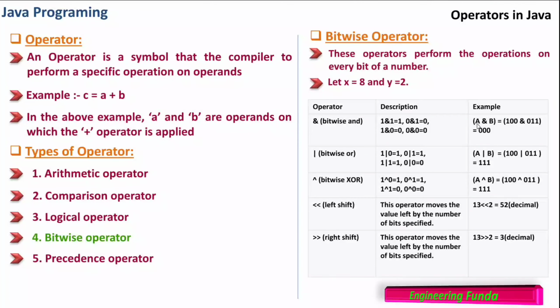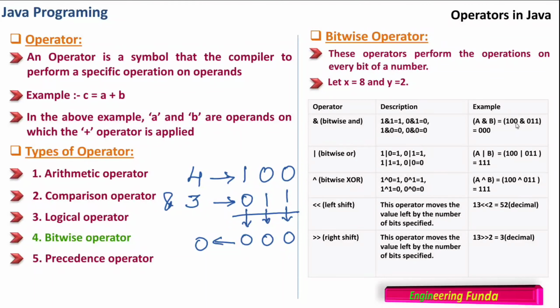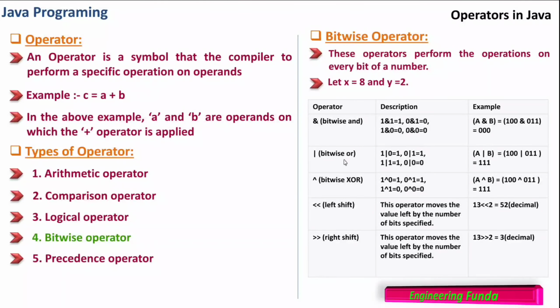So let us take this example, A and B. Let's say that the value of A is 4 and B is 3. So here 4 is 100 in binary and 3 is 011 in binary. If I do bitwise AND, the first bit, 1 and 0, will be 0. The second bit, 0 and 1, is 0, and the third bit, which is 0 here, and 1 there, so 0 and 1 is 0. So the bitwise AND of these two will be 0.